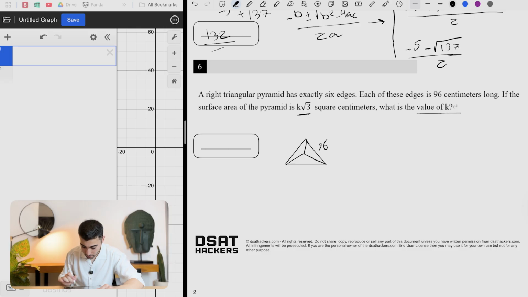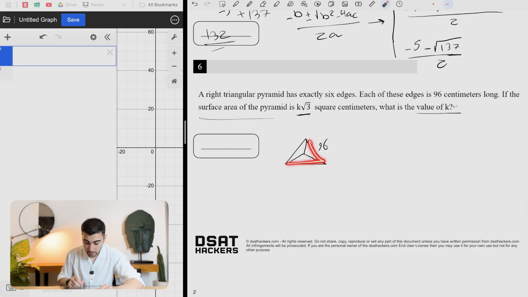Okay, now we're looking for the surface area of this. Surface area is going to be the area of one of these triangles times 4. 1, 2, 3, and the base. 4 of these sides. So we just need to find the area of one of these equilateral triangles with a side length of 96. Here, to find the area of a triangle, you know that the area of a triangle is height times base divided by 2.